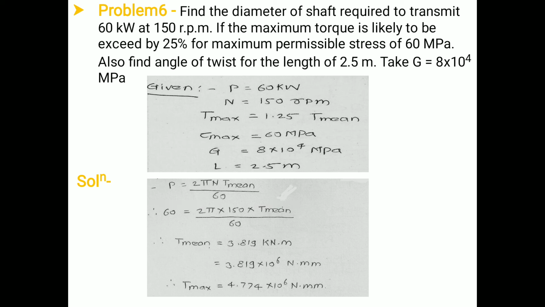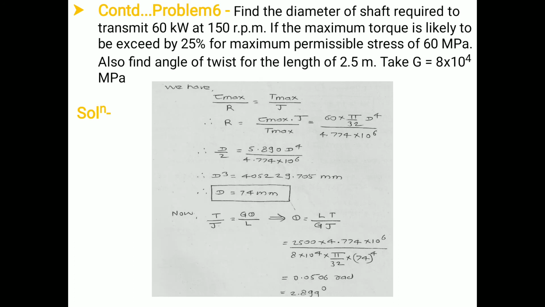On putting all those values into the equation of power transmission, we have T mean is equal to 3.819 kilonewton meter. So we will convert it into Newton mm. In Newton mm it is 3.819 into 10 raised to 6 Newton mm. This is the value of average torque or mean torque. So as per the relation given, we have T maximum is equal to 4.774 into 10 raised to 6 Newton mm, because the relation is T maximum is equal to 1.25 T mean. So we put the value of T mean into the equation of T maximum.